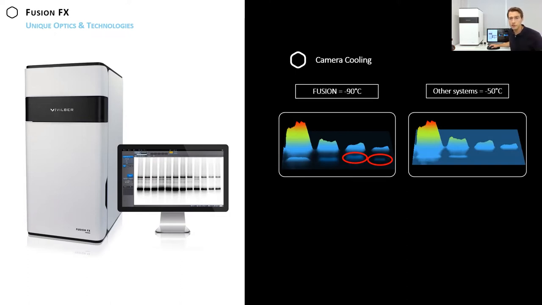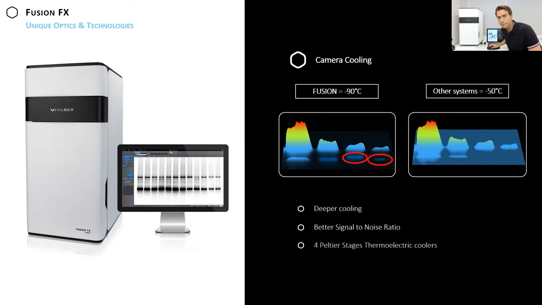In order to better distinguish signals from noise, the Dark 9 camera is cooled to minus 90 degrees Celsius via four stages Peltier thermoelectric elements to ensure the best signal to noise ratio. When the Fusion FX is switched on, it only takes 2 minutes for the camera to reach minus 90 degrees Celsius, whereas other systems could take up to 5 or 10 minutes before operating. So the cooling is really important, as it helps to better distinguish the fainter signals within the image without saturating the brightest ones.